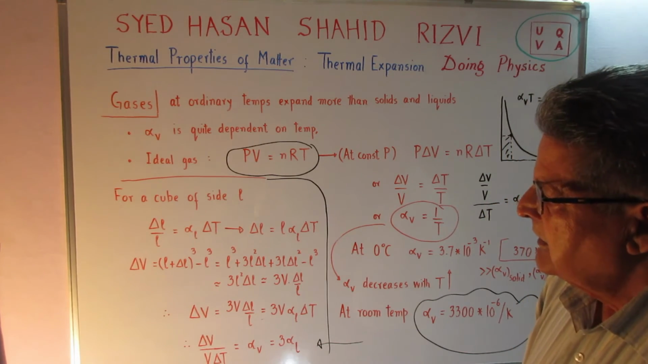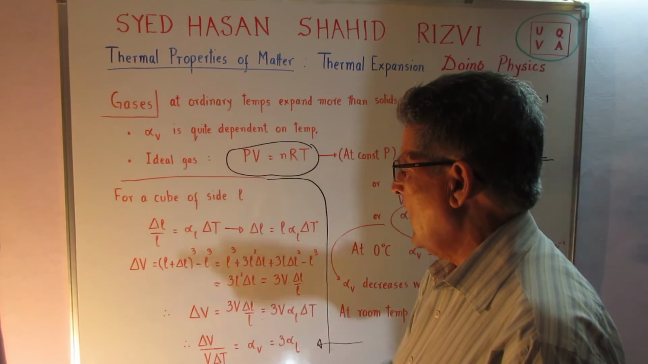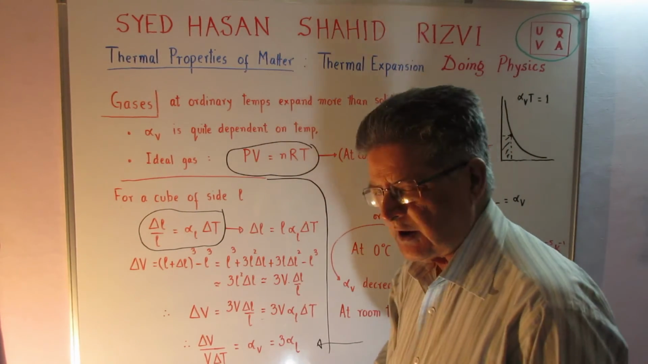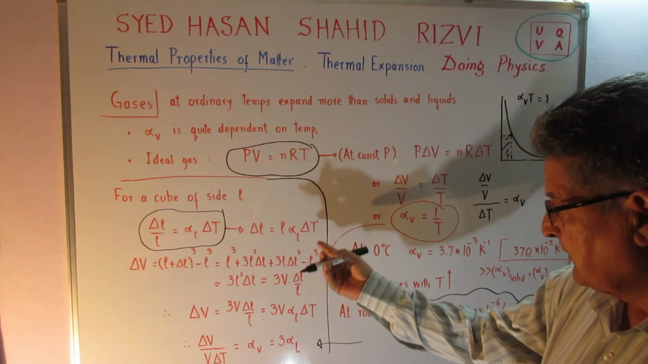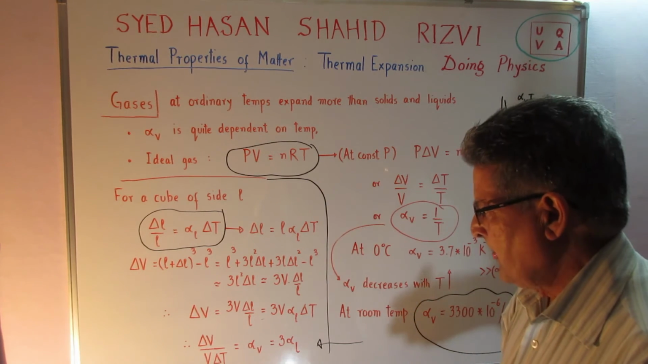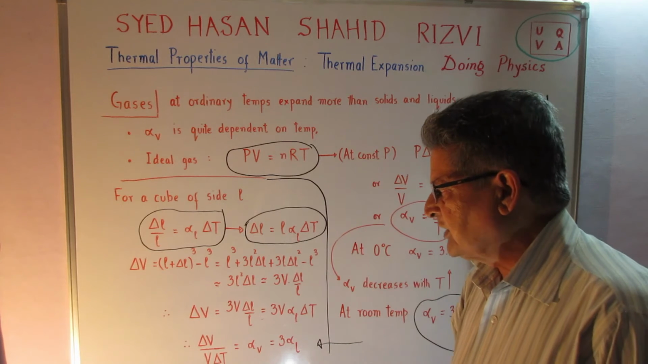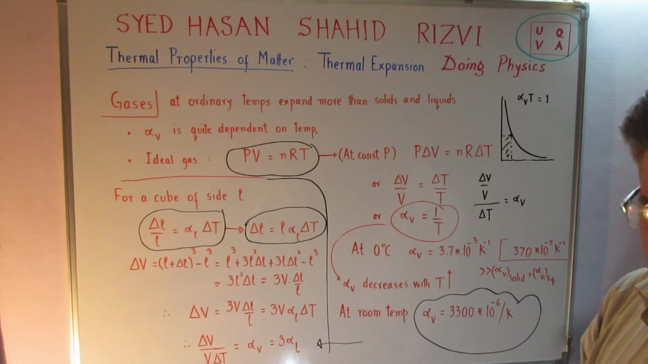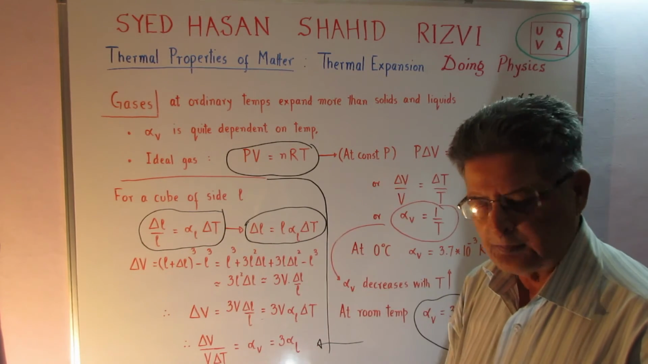Now let us take up a solid, a cube of side L, and we find that by definition delta L on L is equal to alpha L into delta T. This is what we get for the linear expansion of the solid rod, which gives delta L equal to L alpha L into delta T. Now, if we increase the temperature by an amount delta T, the volume increases.